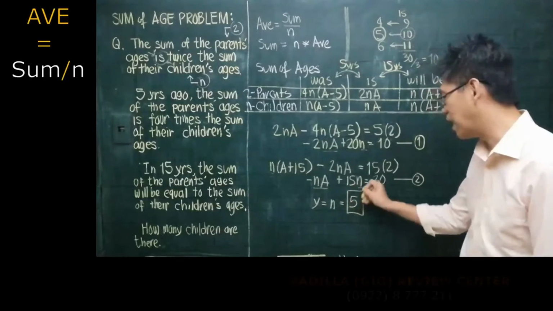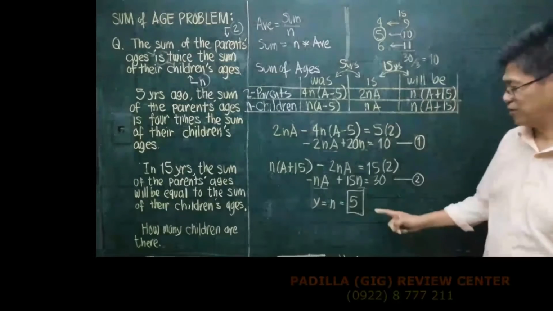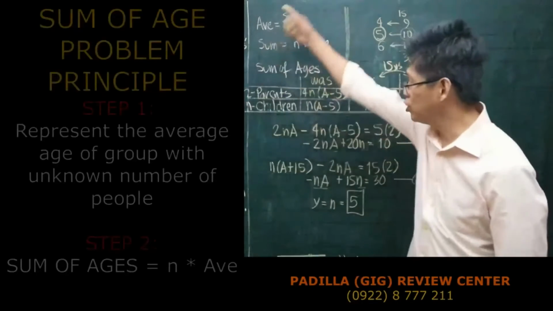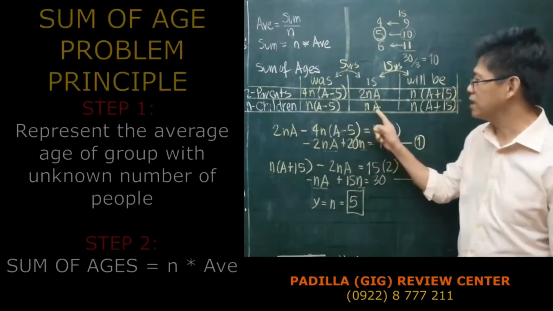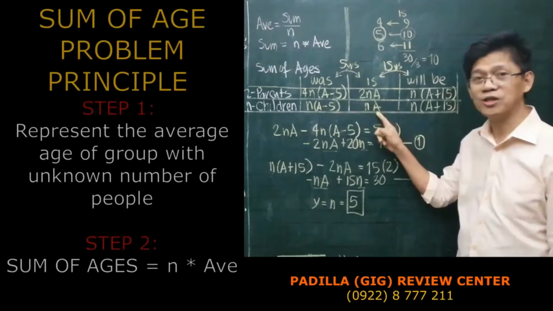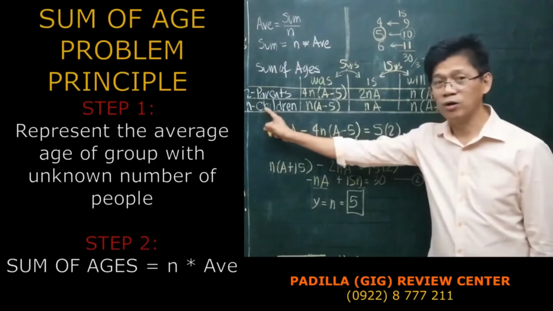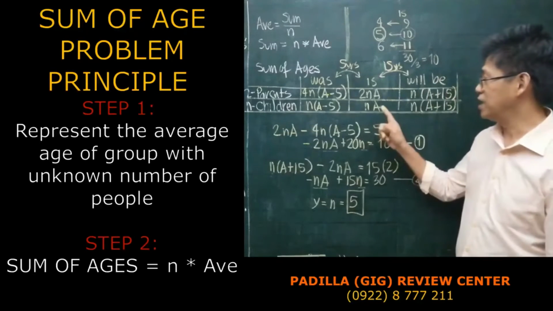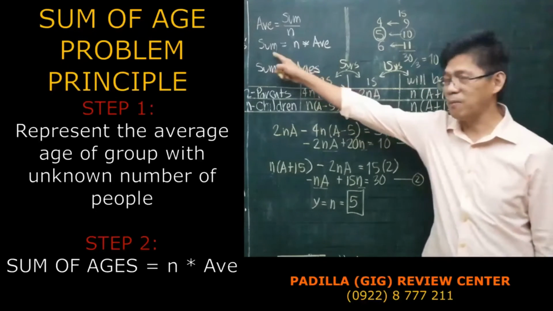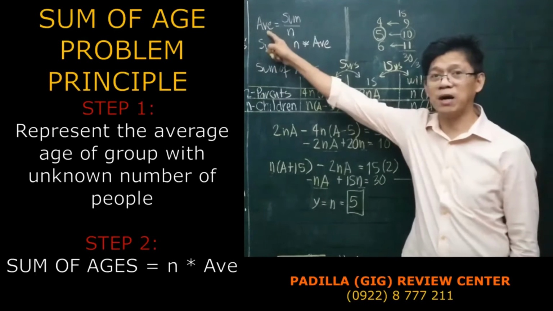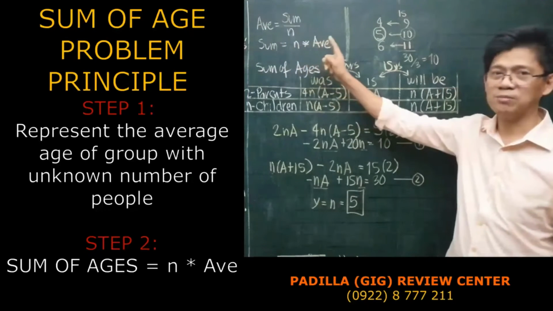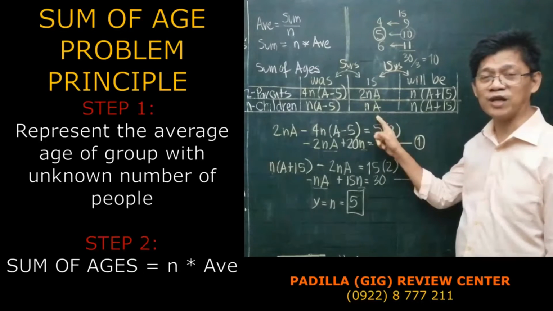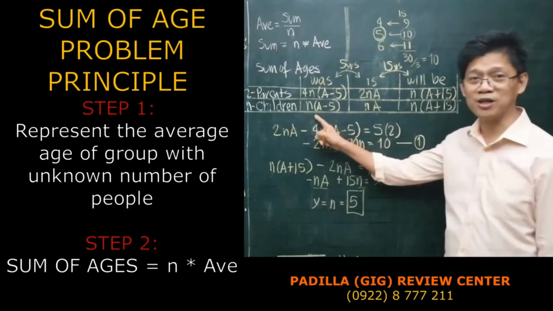So there are 5 children. Let me repeat. For sum of age problem, you begin by representing the average age of the group of people whose number you do not know yet. If the average age is A, the sum of ages from the definition of average is N times the average. So, N times average. If A is the average at present, 5 years ago, it's A minus 5.